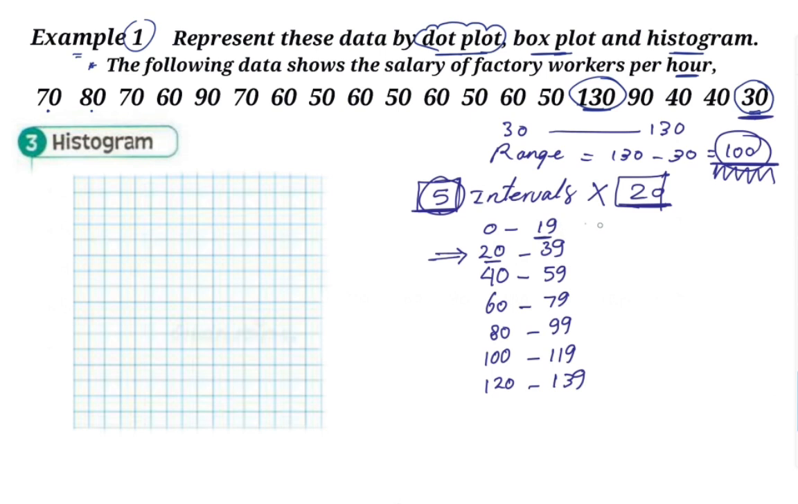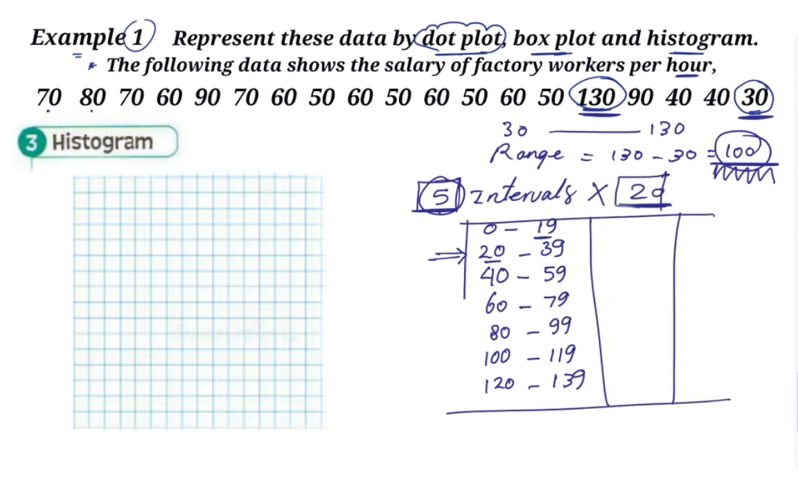So this will be 0 data. Also, the final or the maximum number is 130. It's in between 120 and 139. Now, we need to find the frequency of each interval. Don't forget this table. So we have here interval and here we have frequency.